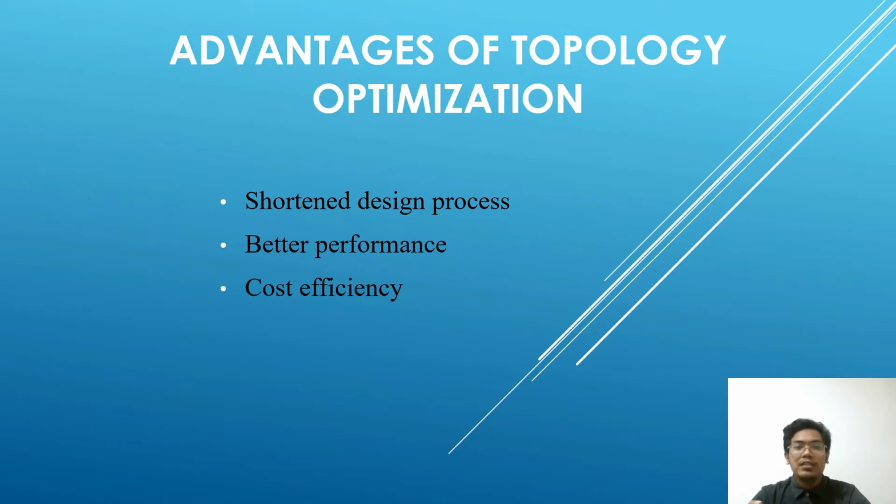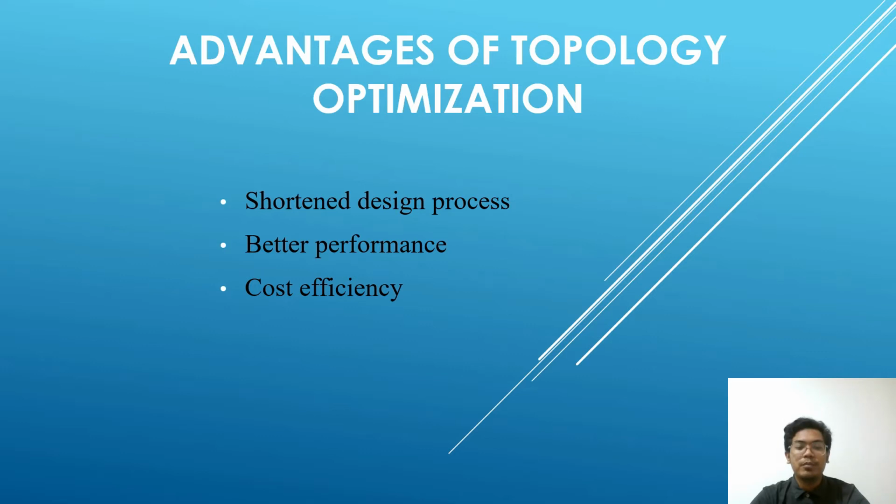Next are the advantages of topology optimization. There are three: shortened design process, better performance, and cost efficiency. For shortened design process, optimization of topology can significantly reduce the time frame for product development, which leads to lower cost. The automated methodology often leads to superior performance components in far less time than traditional design methods require.